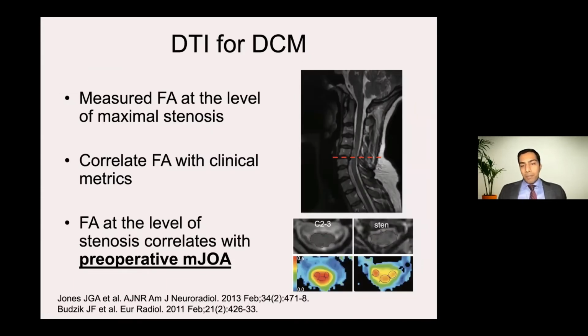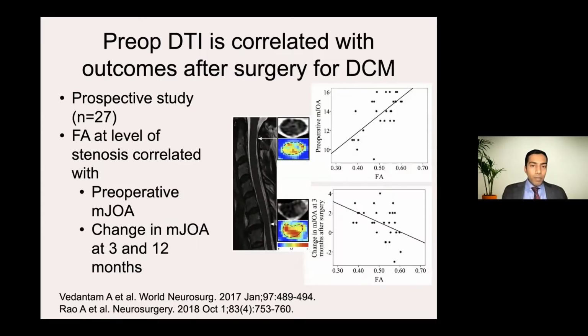So can DTI help in determining the degree of spinal cord damage? The early studies looked at fractional anisotropy at the level of maximum stenosis. So here's a patient with C5-6 stenosis. And the early studies showed that the FA at this level, at C5-6, correlated with the preoperative mJOA. So not really predicting outcome, but actually showing some link between the structural changes you're seeing on the preoperative MRI and the preoperative mJOA.